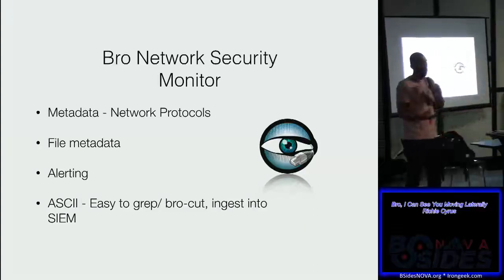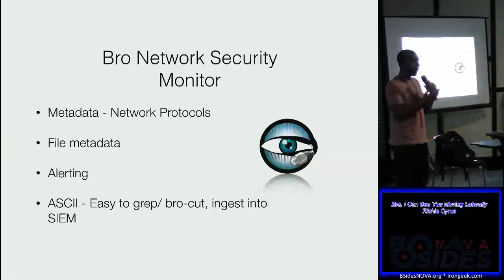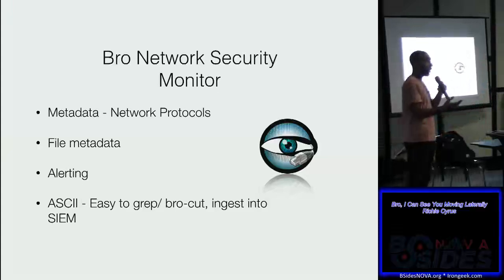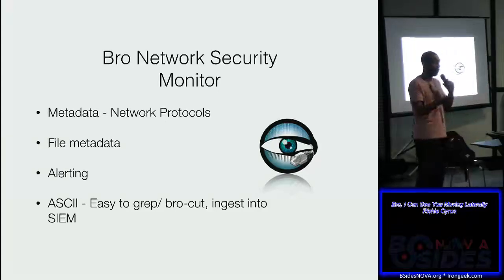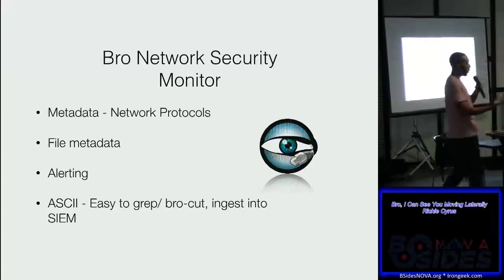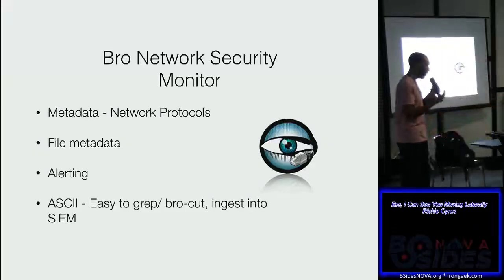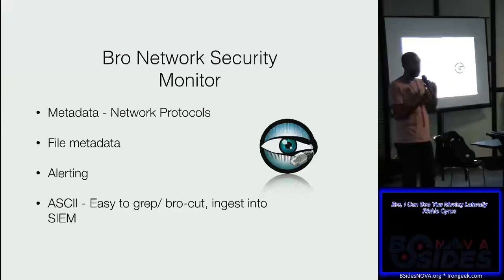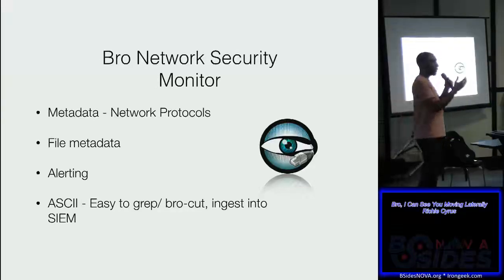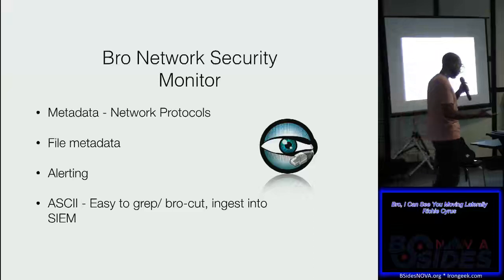Also alerting. You have the ability to send alerts to a notice.log in your logs directory in a custom or a default Bro installation. And so you will look in that notice log for things of interest that are happening on the network. And the Bro logs themselves are easy to pump into a SIEM solution, or you can grep them. You can use the tool bro-cut to make it a little bit easier on the eyes to grab particular information that is interesting to you.